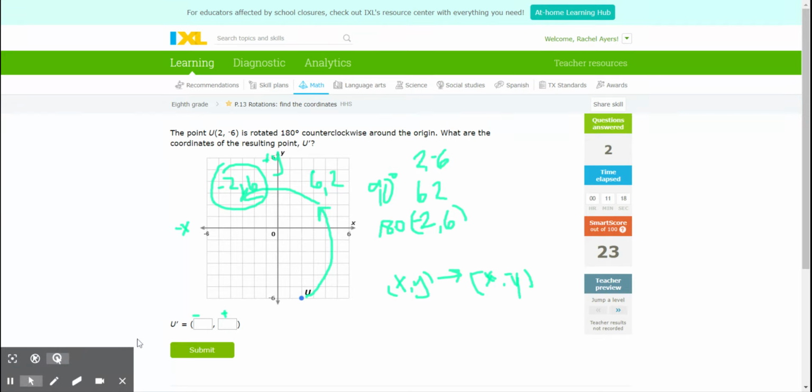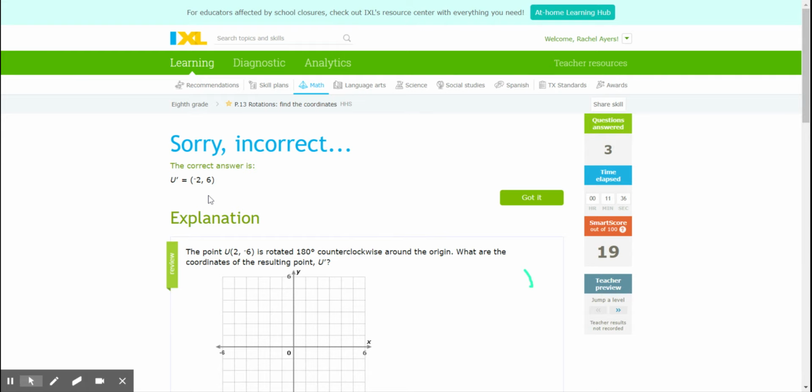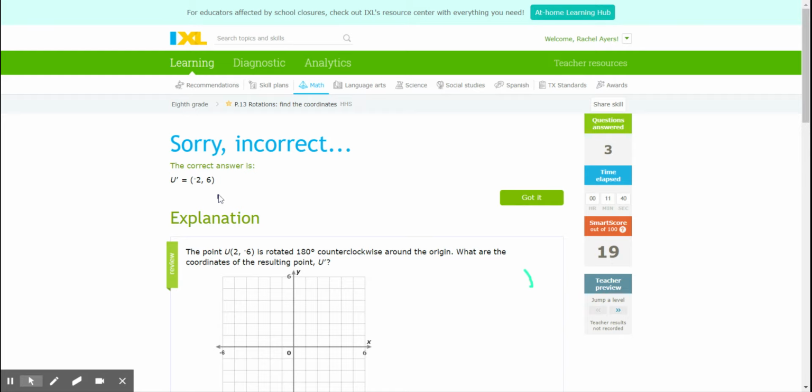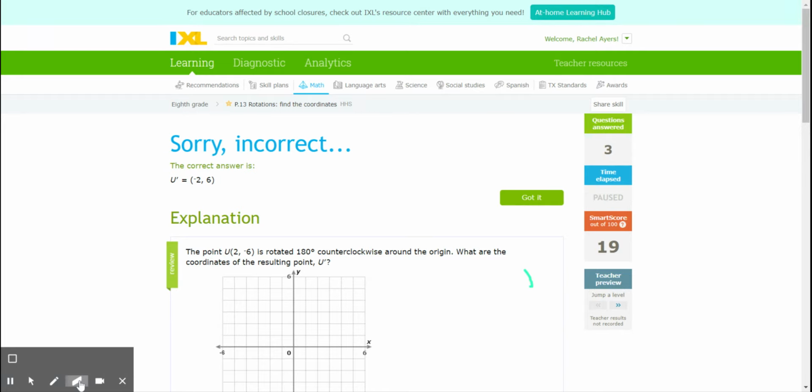I just think that it's easier to work with it by remembering that the x switches to the y and the y switches to the x with a 90 degree turn, with every 90 degree turn. So this is -2, +6. Uh-oh. It says -2, +6. I must have written it wrong. No, I forgot the negative sign. Darn. Oops. It happens, we're not perfect, but funny.